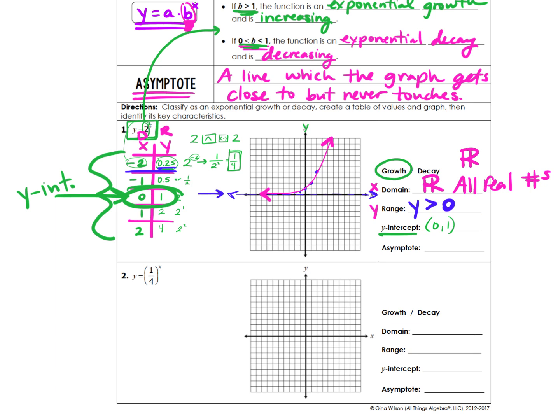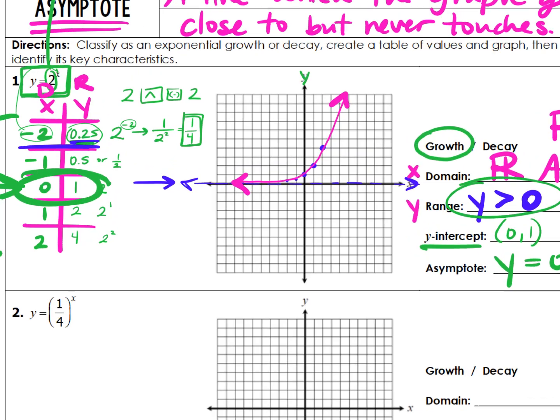And then the asymptote, the equation for the asymptote is really easy if you've already found your range. It is going to be the exact equation of your range, but with an equal sign instead of the greater than. Because your asymptote is what you'll never hit, which means your range is everything above or below that. Okay? So instead of saying y is greater than 0, now it's y equals 0 is that blue line that we're looking at.